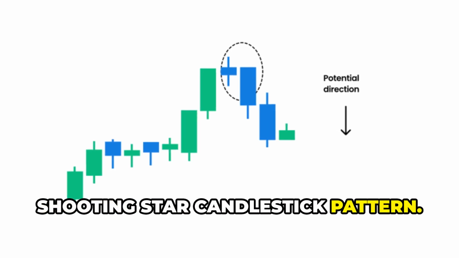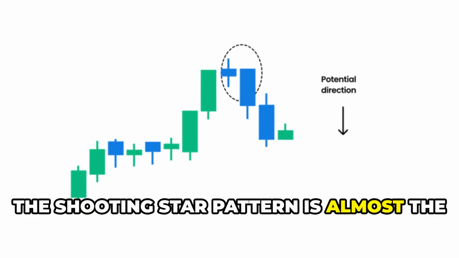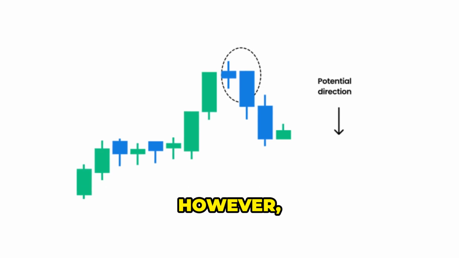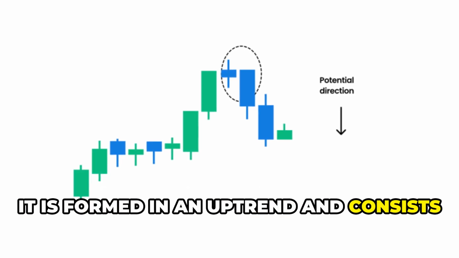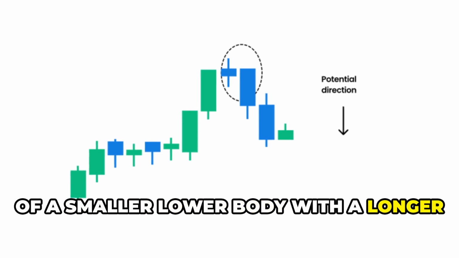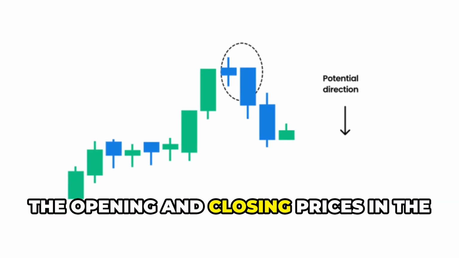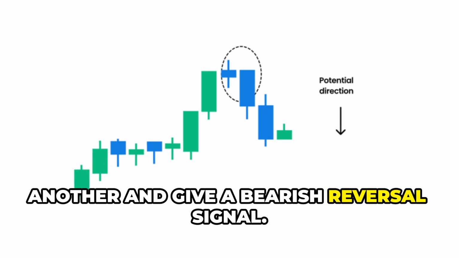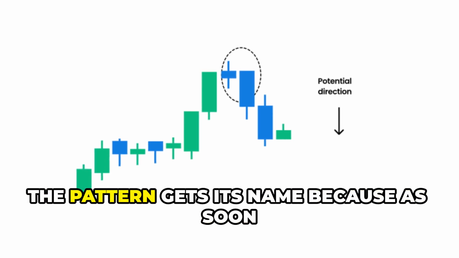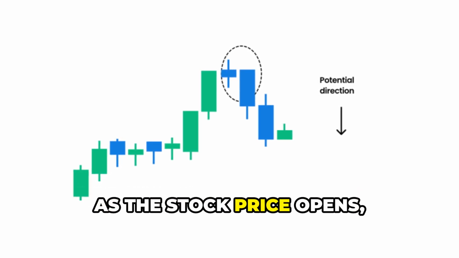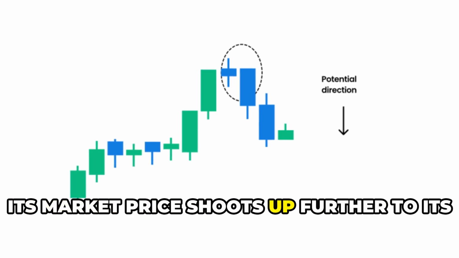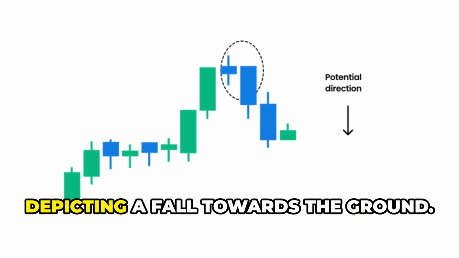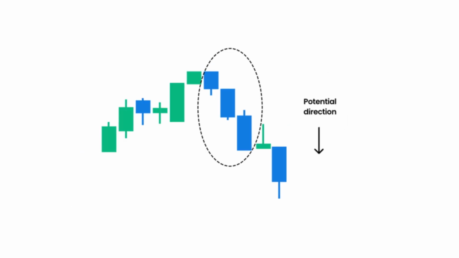Shooting star candlestick pattern. The shooting star pattern is almost the same shape as that of an inverted hammer bullish candlestick pattern. However, it is formed in an uptrend and consists of a smaller lower body with a longer upper wick. The opening and closing prices in the shooting star pattern are near to one another and give a bearish reversal signal. The pattern gets its name because as soon as the stock price opens, its market price shoots up further to its high price point before closing at a price near the opening price, depicting a fall towards the ground.